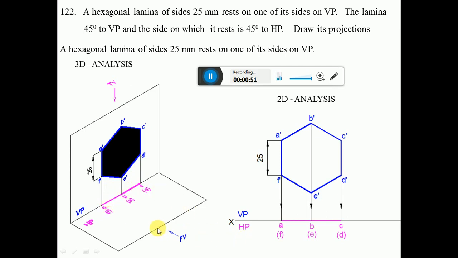So here when you look from the front view, you are marking this as A dash, B dash, C dash, D dash, E dash and F dash, and when you look from the top view, you can see that ABC is near to the observer, so ABC is visible, DEF is away from the observer, so DEF is in brackets. So this is how you are going to place the initial position.